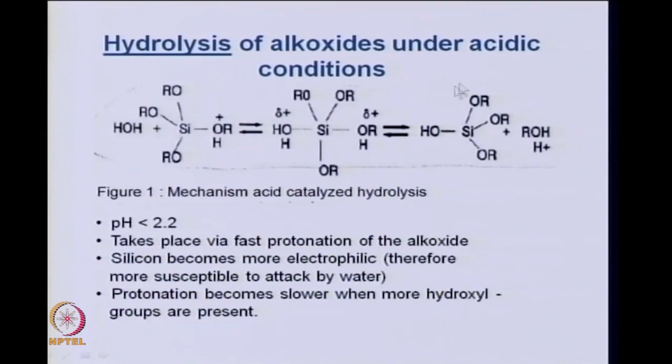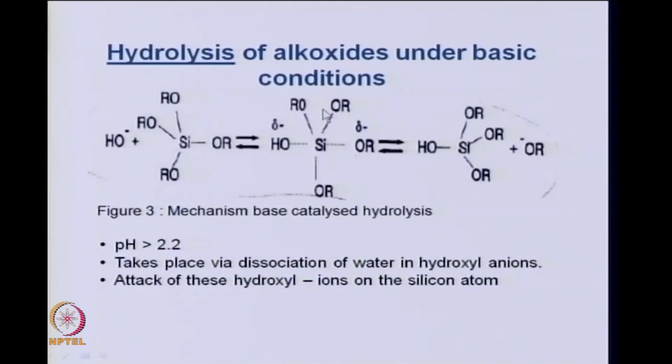These acid catalyzed reactions normally take place at pH of less than 2.2, and it has a fast protonation step, and the silicon becomes electrophilic after the protonation, and therefore is more susceptible to attack by water, and the protonation becomes slower when more hydroxyl groups are present.